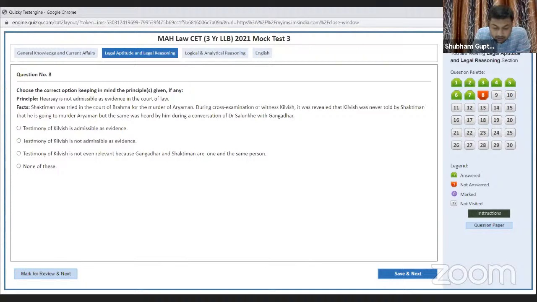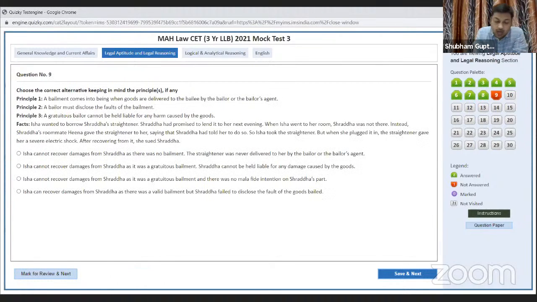Let's read. Shaktiman was tried in the court of Brahma for the murder of Aryaman. During cross-examination of witness Kilvish, it was revealed that Kilvish was never told by Shaktiman that he is going to murder Aryaman. But the same was heard by him during a conversation of Dr. Saluke and Gangadhar. So he has heard it. So again, if he has heard it, his testimony should not be admissible. So let's write it quickly and move forward. So again, if you see, all questions are dependent on common sense.